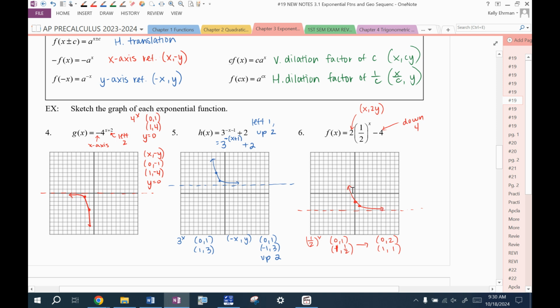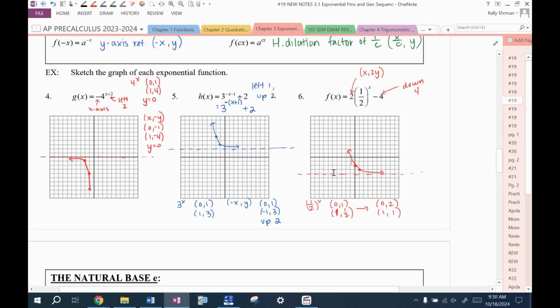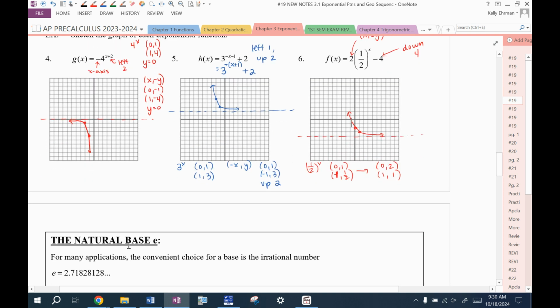Something like that. All right, so that finishes our work for today. Tomorrow we're going to talk about the number e and compound interest.